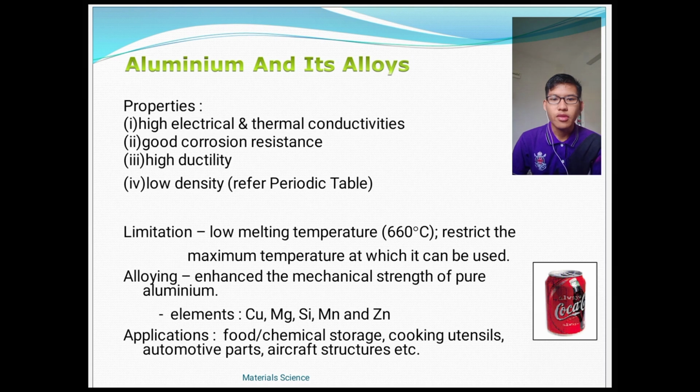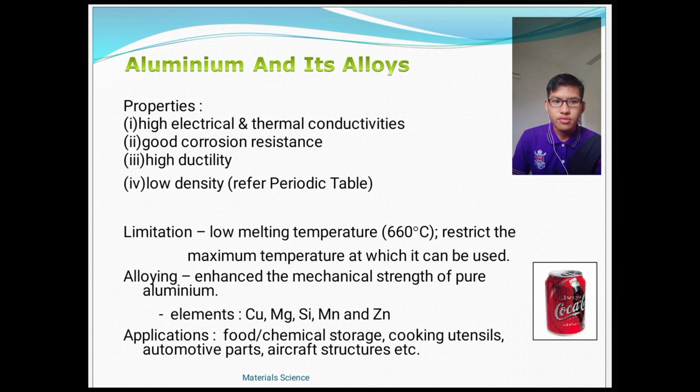For the material properties of aluminium, aluminium has high electrical and thermal conductivity. It is also good in corrosion resistance. Aluminium has high ductility but low density. We can refer to it from the periodic table. The limitation of aluminium is that it has a low melting temperature, which is 660 degrees Celsius. This restricts the maximum temperature at which it can be used.